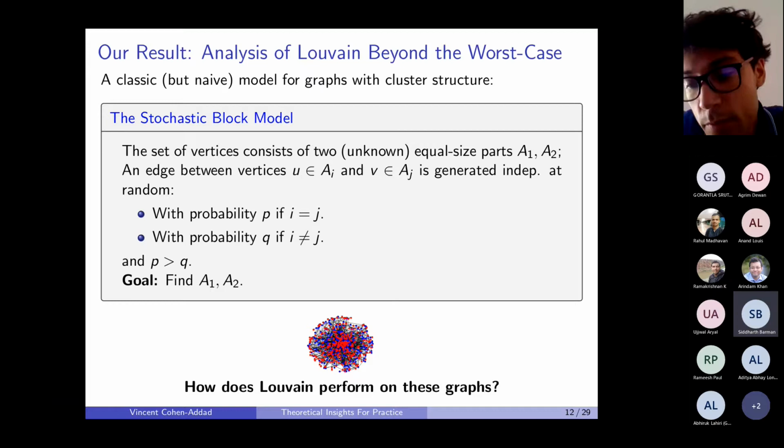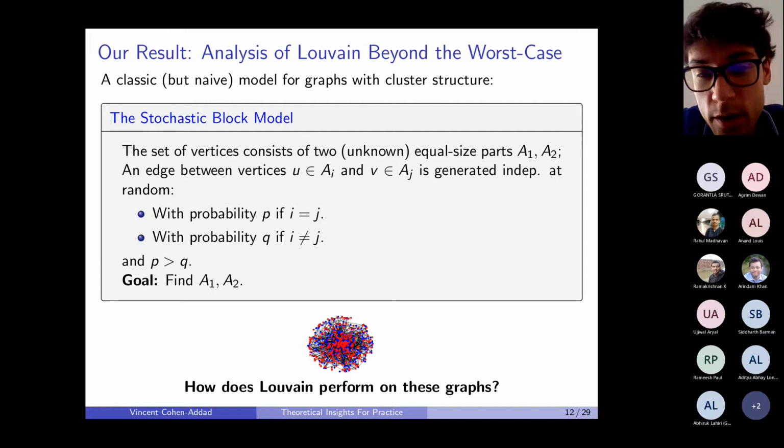While the approximation guarantee is bad, the runtime of the algorithm is quite good. The worst case running time for Louvain is n squared, or n times m. But what we would like to show is that in practice, the running time is like n log n or m log n, something like this. So it's much faster in practice than in the worst case. And what we would like to show in this work is not only that Louvain manages to find A1, A2, but also that it converges pretty efficiently.